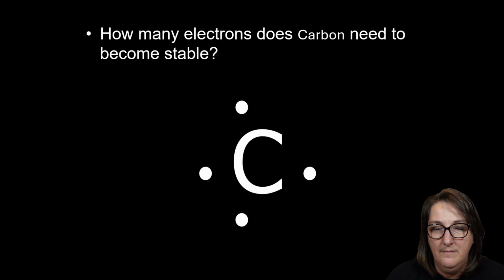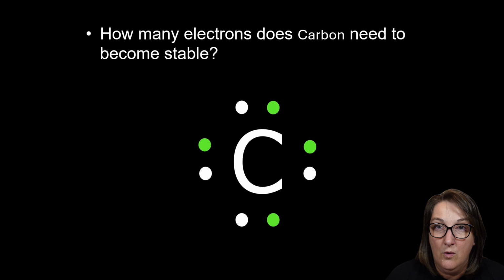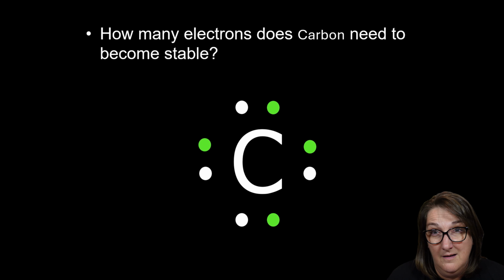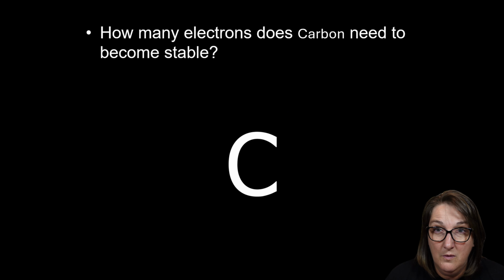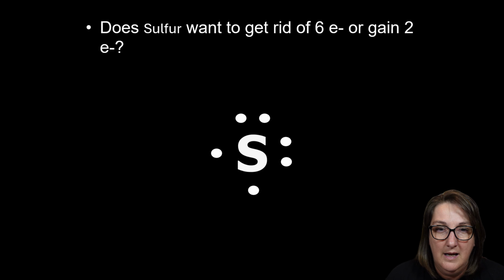So let's look at carbon. Carbon has 4 valence electrons. So now let's think about this one. This is a little tougher. I have 4 valence electrons. How many does carbon need to be happy? It needs 4 more. So is it easier for carbon to bring in 4 or to have to get rid of 4? Think about that for a second. Okay, I can do it either way. I can bring in 4 or I can get rid of 4. It's going to take the exact same amount of energy.